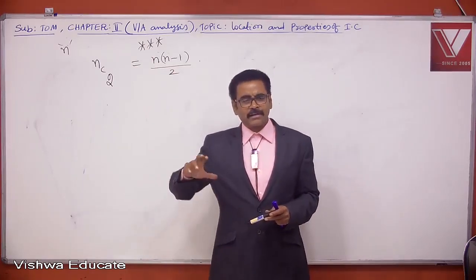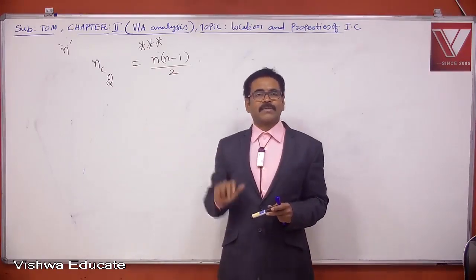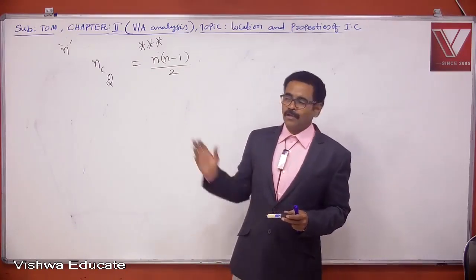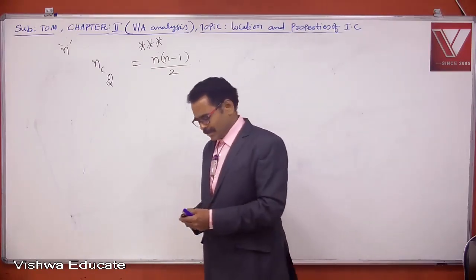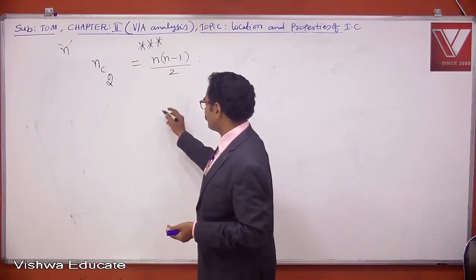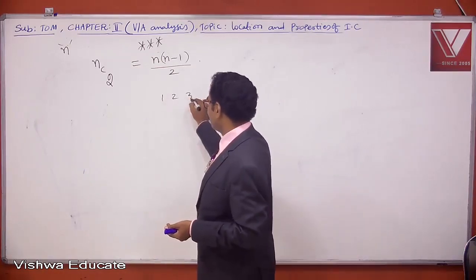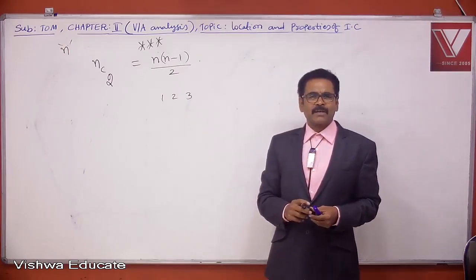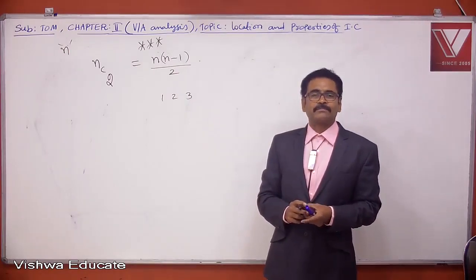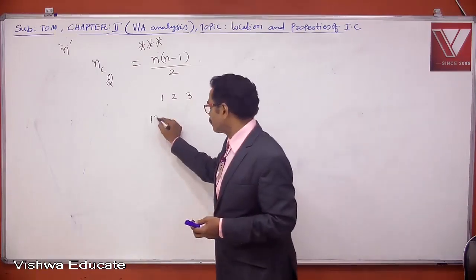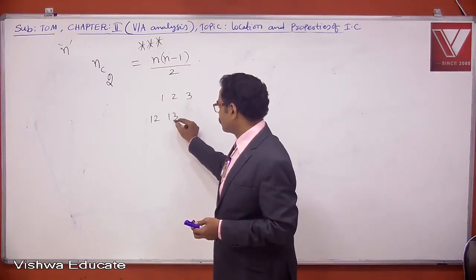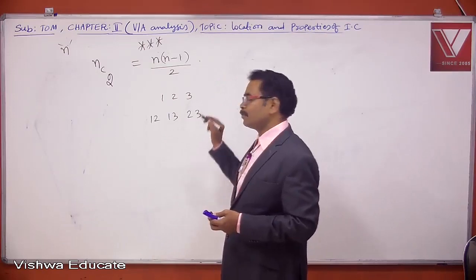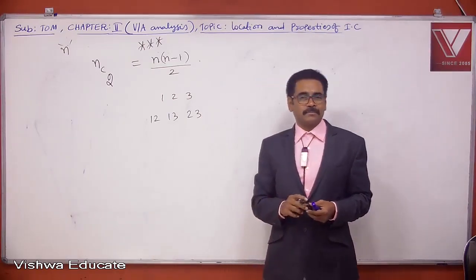Is it n into n plus 1 by 2 or n into n minus 1 by 2? When you get this kind of doubt, you can easily rectify it. For example, there are 3 bodies. With 3 bodies, how many pairs can you form? You can form 1, 2. You can form 1, 3. You can form 2, 3. 3 pairs you can form.